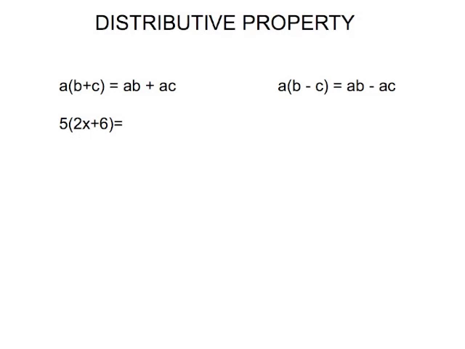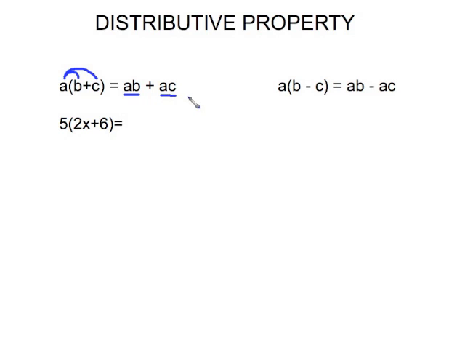This video is on using the distributive property. What the distributive property says is if you have something in front of parentheses, that number in front of parentheses means to multiply. And what it means to multiply is everything inside the parentheses by the A. A times B is where we get AB, plus A times C.